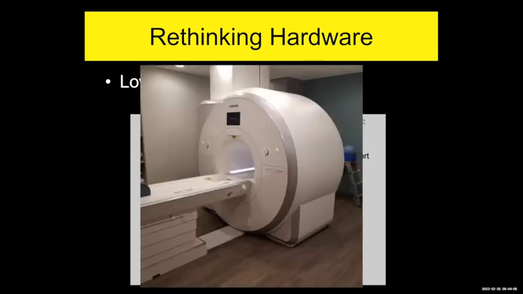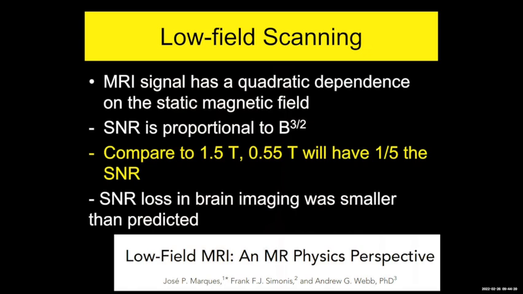And so as we talked about earlier, our experience was that we took a really good 1.5 Tesla scanner and we purposely ramped it down to 0.55 Tesla. So this is a precursor to the FreeMax system. And obviously the challenge is that the MRI signal has a quadratic dependence on the static magnetic field. So SNR is proportional to the static magnetic field to the power of 3/2. If you think about going from a 1.5 Tesla to a 0.55 Tesla system, you would have a decrease in SNR to around 1/5 or 1/6 of what you would expect based on this theoretical calculation. Although studies have shown that the SNR loss is a little bit less than the theoretical calculations.